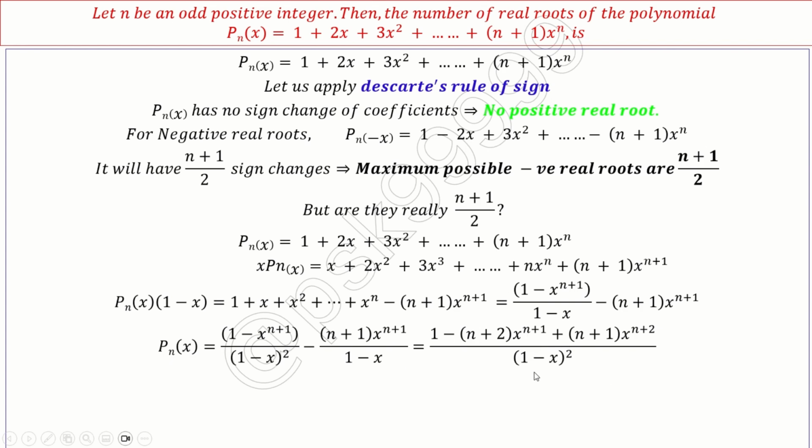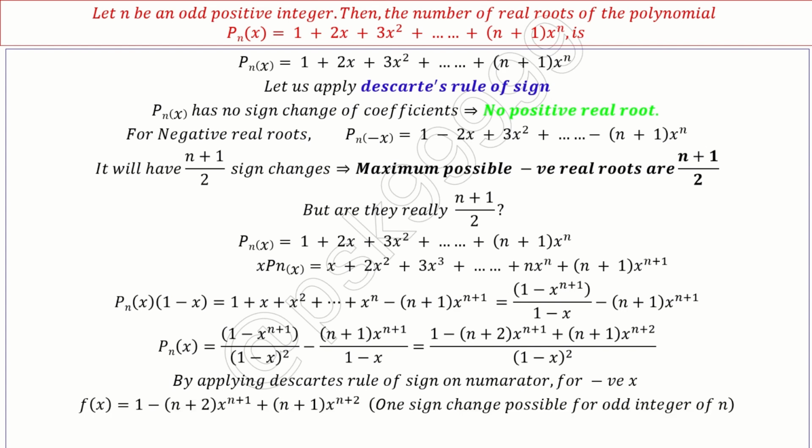Now you look at this one. The denominator is always positive, so this will not affect any of your sign changes. Correct? So p of x is only influenced by the numerator, not the denominator. So now you apply Descartes rule on this. This is a simplified equation, right? If you apply Descartes rule on this for negative x, f of x is this numerator you take.